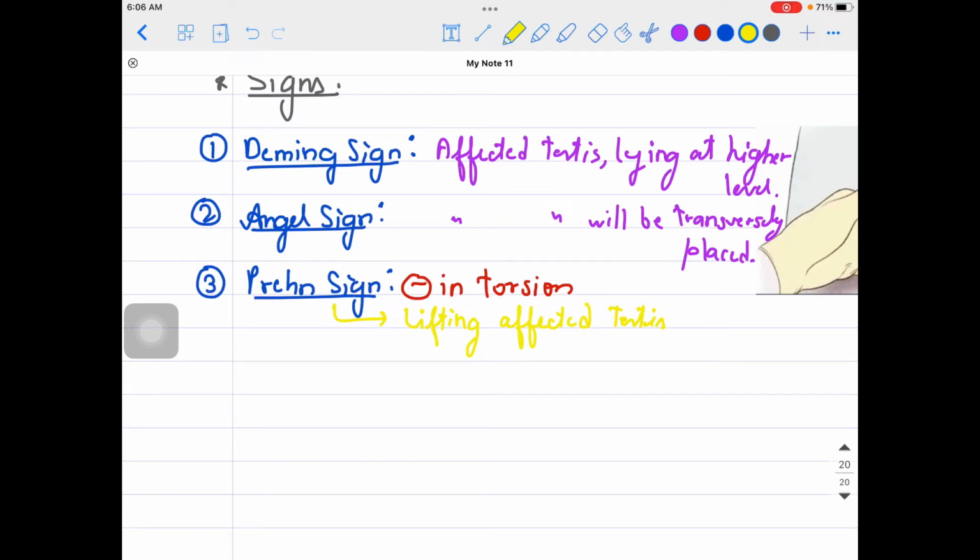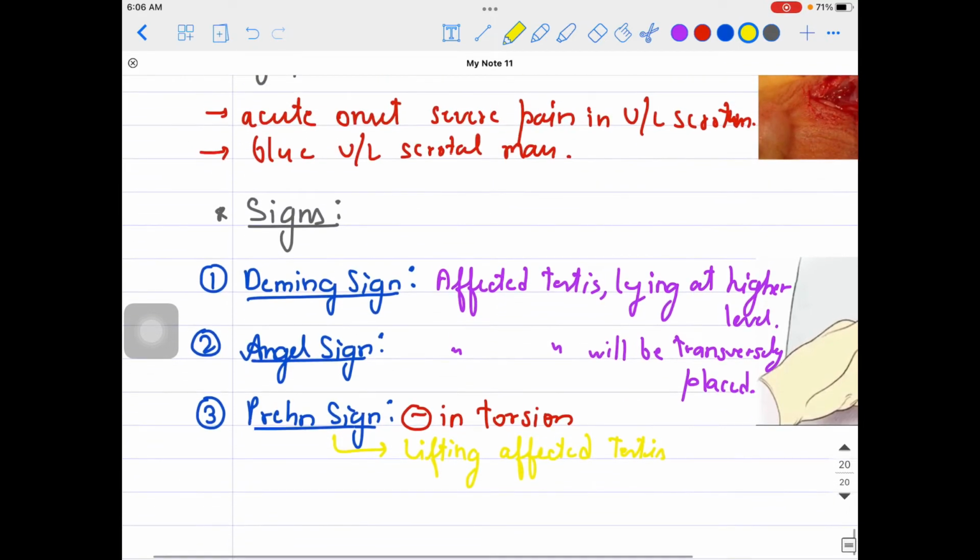Now we have talked about three signs: Deming sign, angel sign, and the negative praying sign will be seen over here. If you examine this particular patient, you will see that the affected testis will be transversely or horizontally placed, right? This I have talked about. Along with that, you might see some erythema, redness or some swelling as well. One more thing, the Cremasteric sign will be absent over here. So I am just mentioning that there will be the negative sign, or absent Cremasteric reflex.